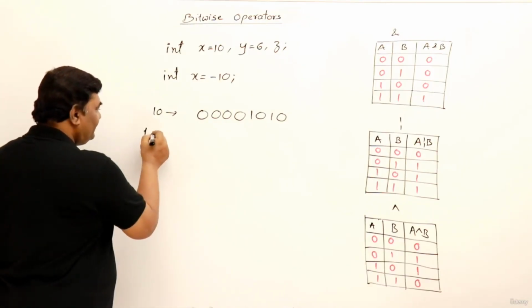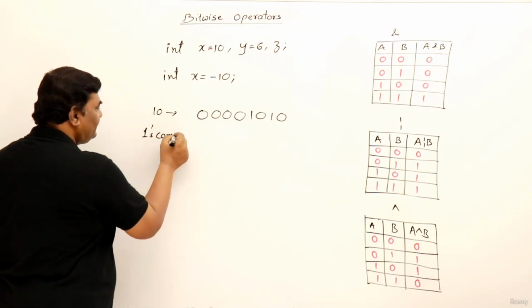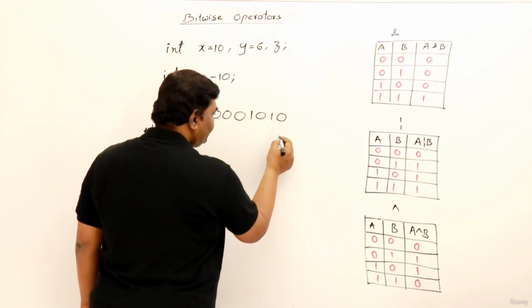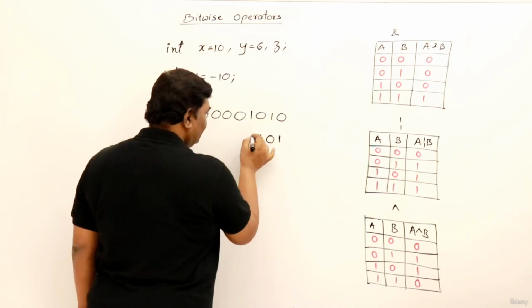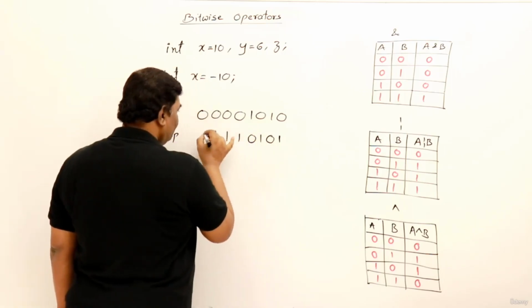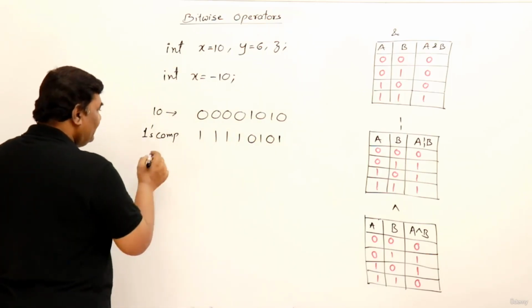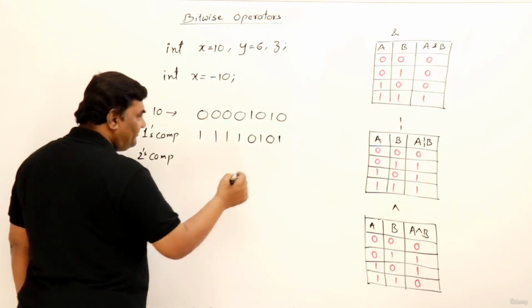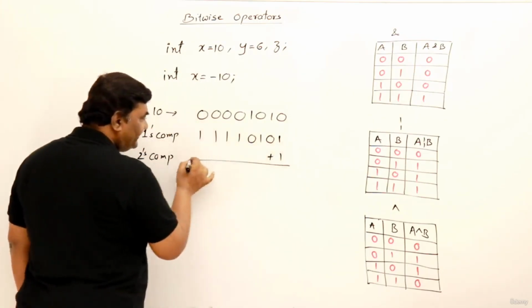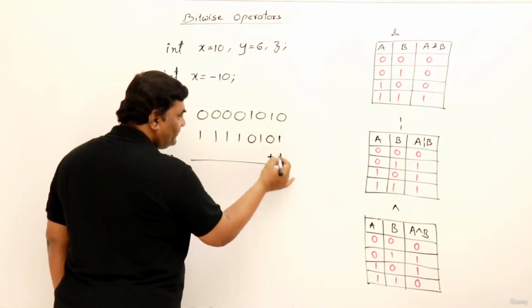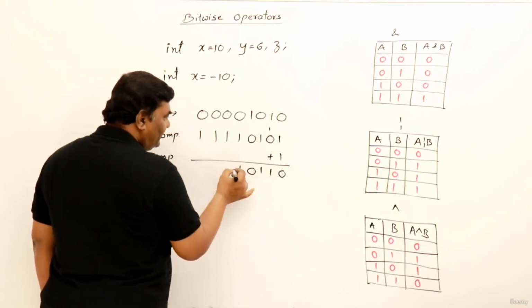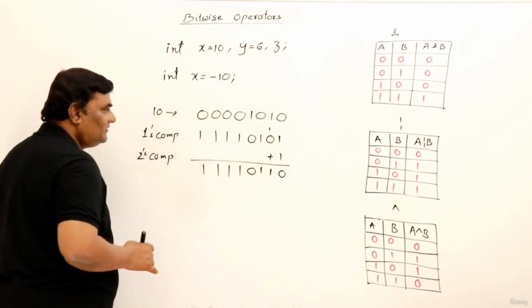First of all, find the 1's complement, so every bit is inverted. So this becomes 1 and this becomes 0, 1 and 0, 1, 1, 1, 1. This is in 1 byte. Now next is the 2's complement. For the 2's complement, add 1 to this 1's complement. So 1 plus 1 is 0, carry 1, and that 1 as it is. This is 1 and 0, 1, 1, 1, 1.